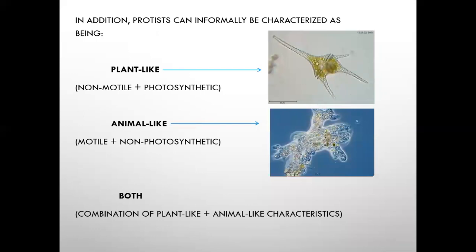Protists can be plant-like, animal-like, or both. If it's plant-like, it's not going to be moving around. It'll be green, with chloroplasts with chlorophyll, doing photosynthesis. If it's not colored and it's moving around, that's a pretty good indication that it's an animal-like protist. And if it's green and it's moving around, then it's going to be plant-like and animal-like. So just realize that there are multiple combinations possible out there.